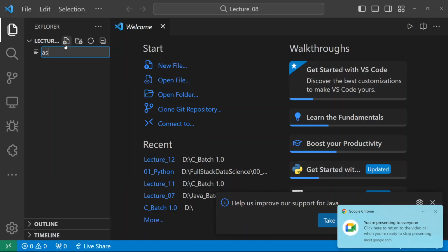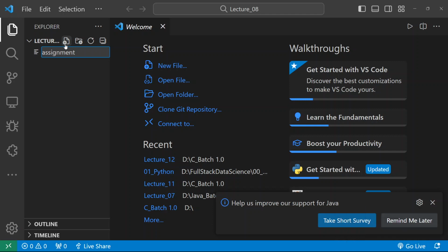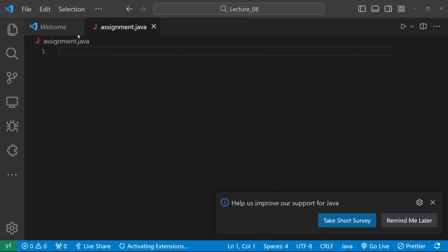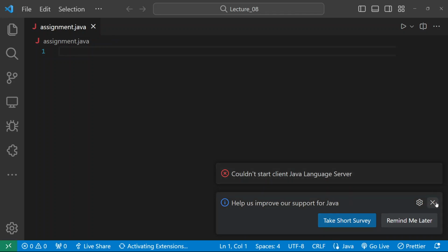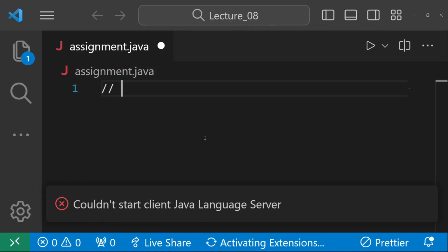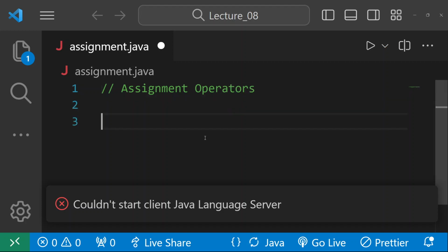First, I will start here with assignment operators. So let me write it in Assignment.java. Let me zoom it so it will be clear to you. I hope my screen is visible to all. Yes or no? Yes? Yeah, good.